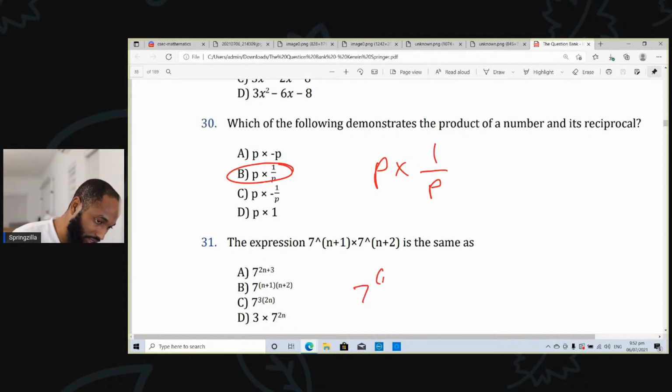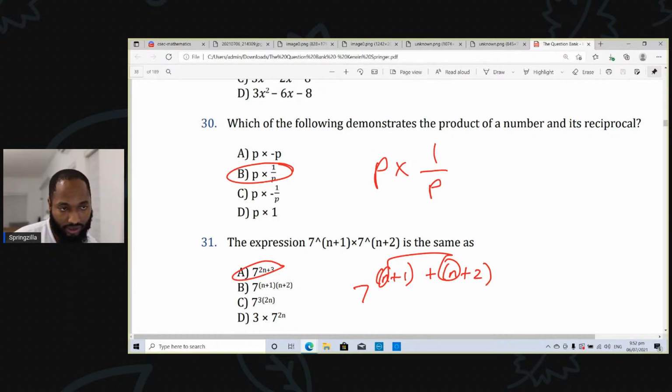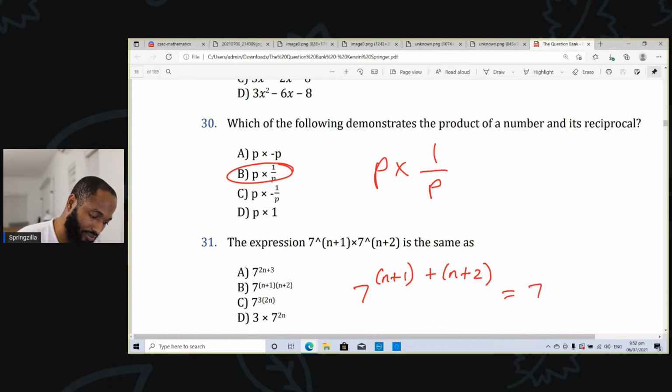7n plus 1 plus n plus 2. This is the same rule now. So what it's saying is, that's what they want to say there. So you need to add these things. So I'm going to get 2n plus 3. You understand? The answer is this. When you add them up.